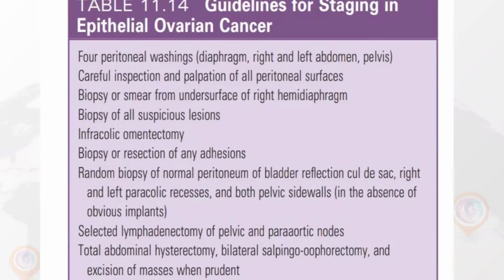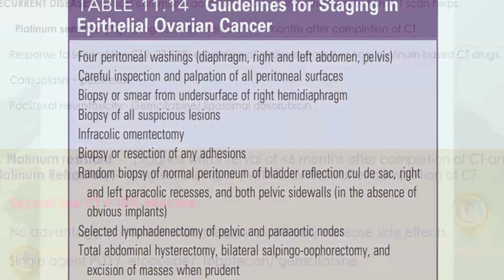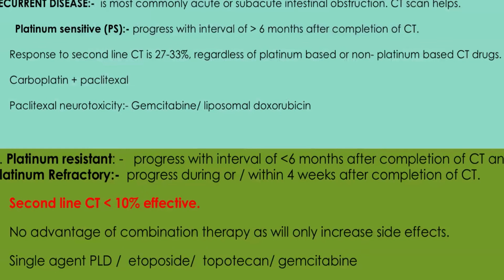Then we do an infracolic omentectomy. We do biopsy or resection of any adhesions and a selected lymphadenectomy of the pelvic and the para-aortic nodes, along with a total abdominal hysterectomy and a bilateral salpingo-oophorectomy. So this is all about the primary management of epithelial ovarian cancer.